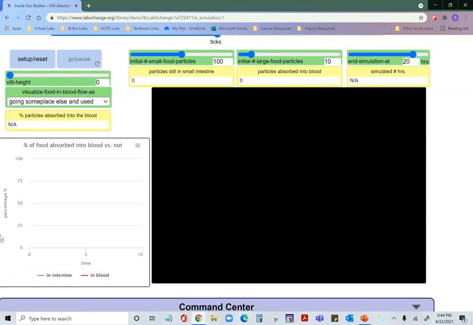of villi height. So if you're looking over here, you can see that this is the percentage of food that's absorbed into the blood versus not. And when we say food, we're really talking about monomers at this point, right? Because those polymers, they should all be broken down by those enzymes that we're going to talk about in a few minutes and that you've probably already learned a little bit about. So we're going to start off with lots of small food particles. We're going to start off with not so much large food particles.